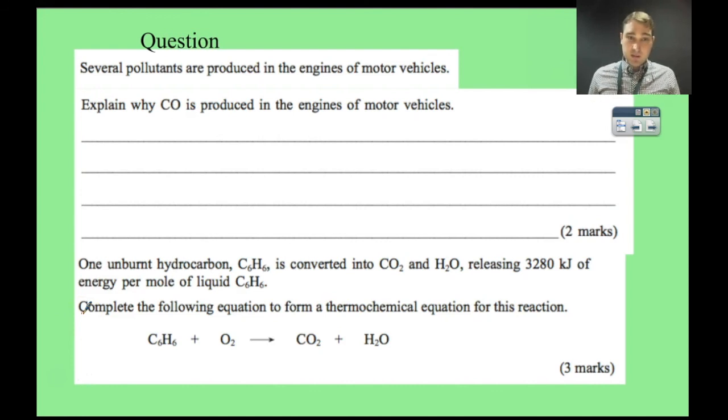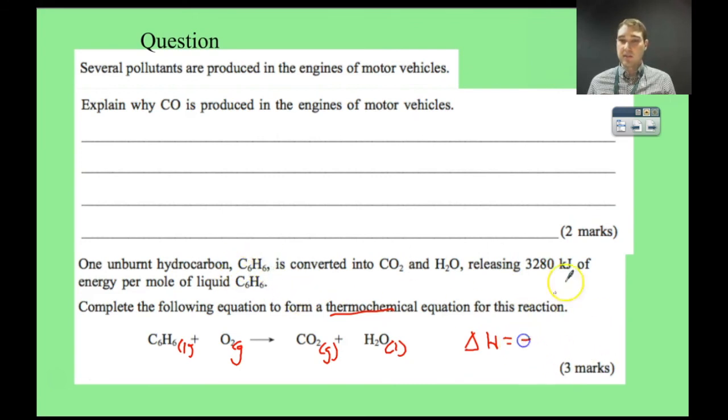The second question here says, one unburnt hydrocarbon, C6H6, is converted into carbon dioxide and water, releasing 3,280 kilojoules of energy per mole of liquid C6H6. Complete the following equation. Now, it's thermochemical, so that means we have to have our states. So we're told that this one's liquid, oxygen's a gas, carbon dioxide's a gas, and water is a liquid. We need to put in our enthalpy value, so delta H equals. Now, this is combustion here, so it's going to be negative because we're giving off heat energy. So it's exothermic, so negative 3,280 kilojoules per mole.